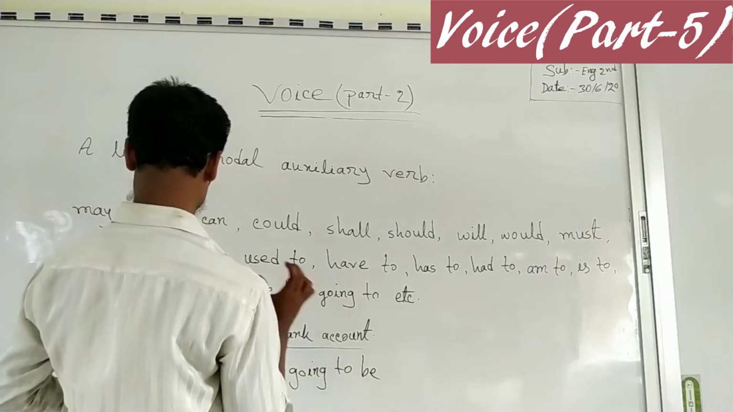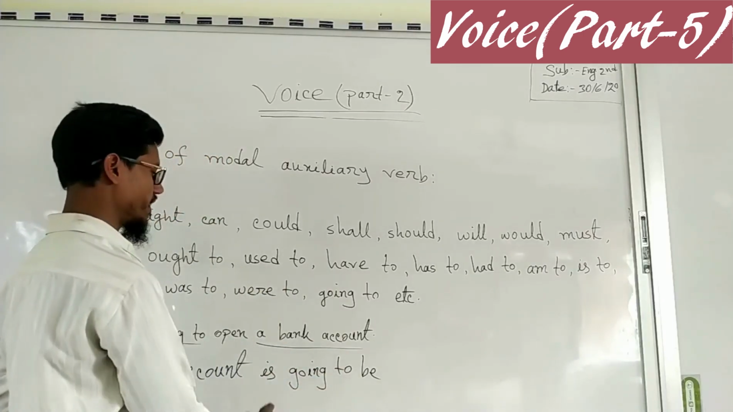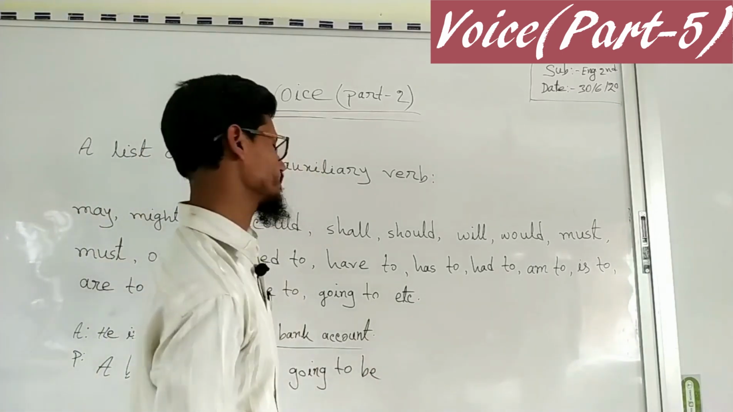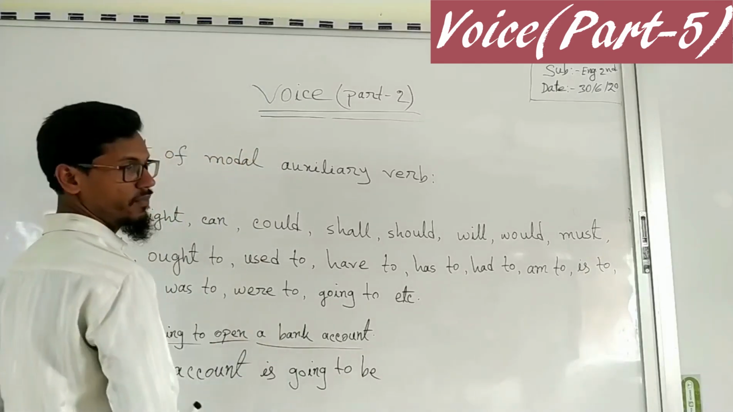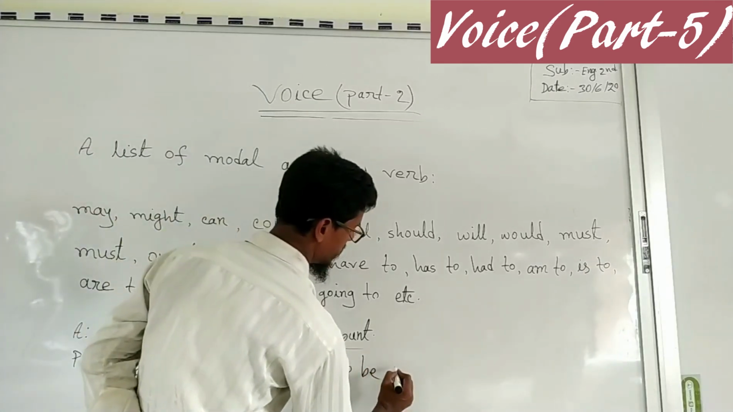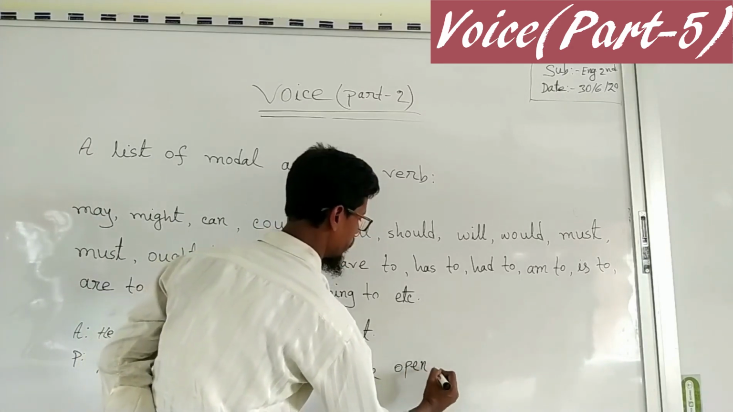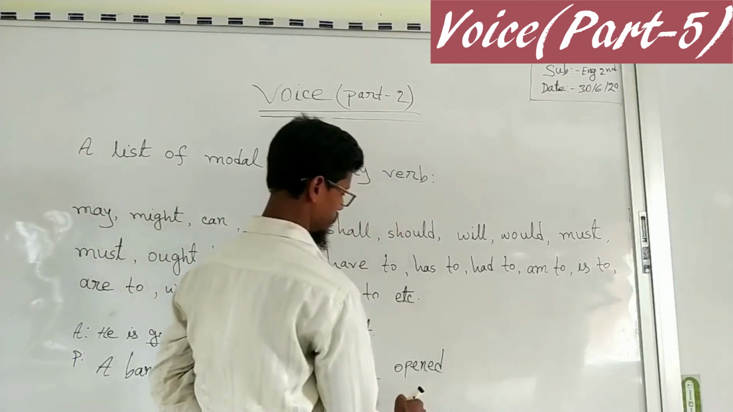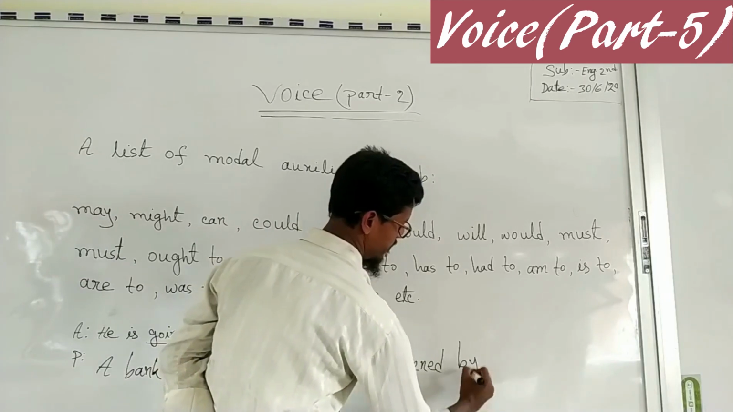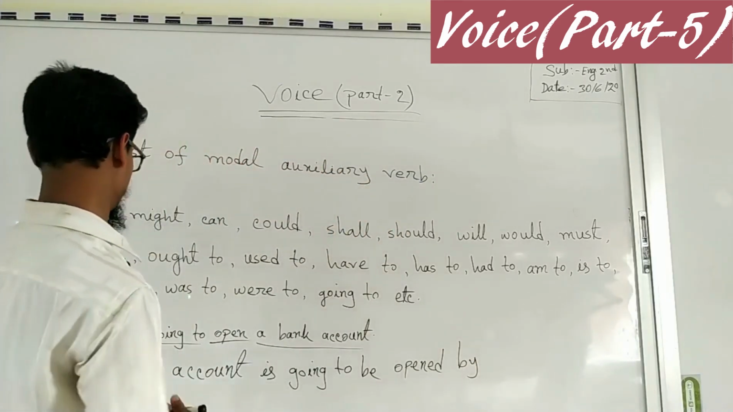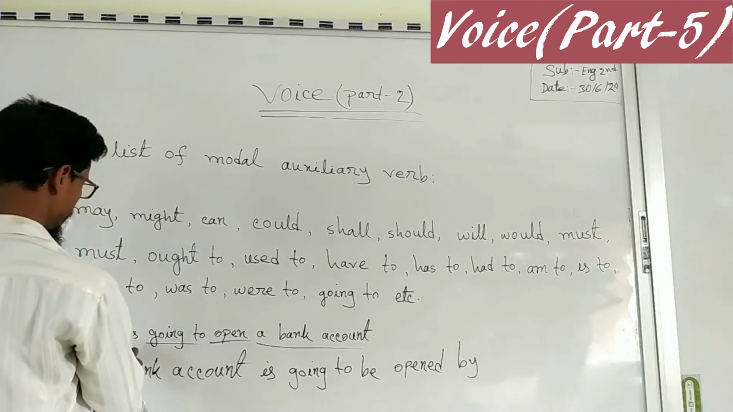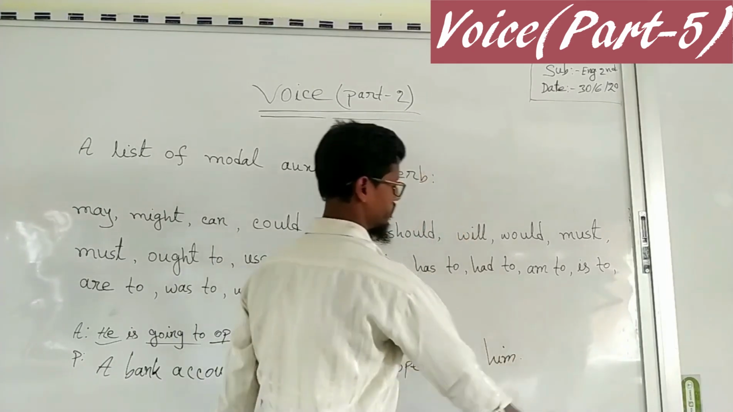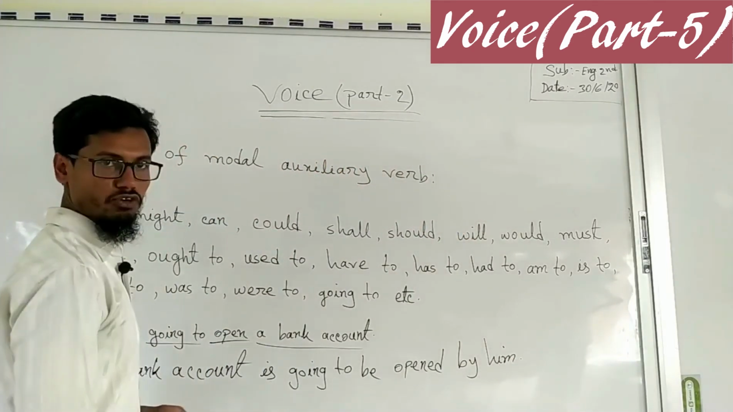My first work and second work have been done. Now I have to use the PP of the main verb, open. PP means past participle form, opened. Now the fourth work, that means I have to use by. My last work: he, it will be the object, him. That's okay. I think you have understood.